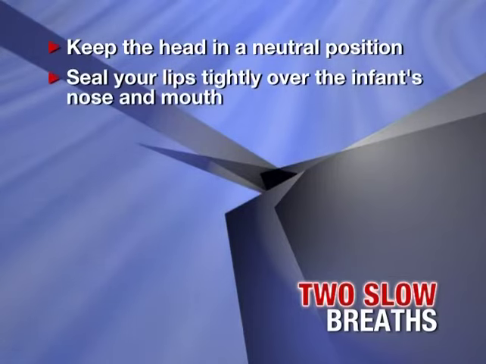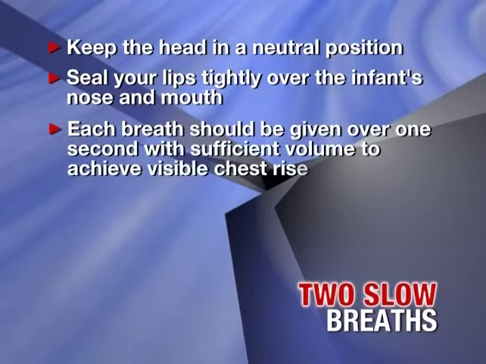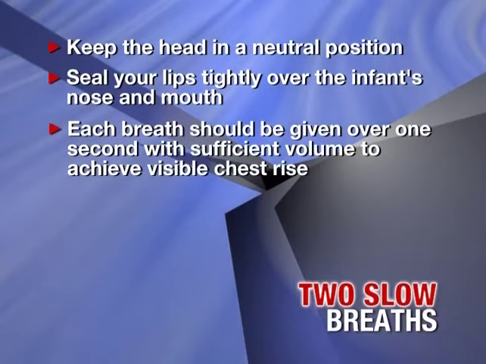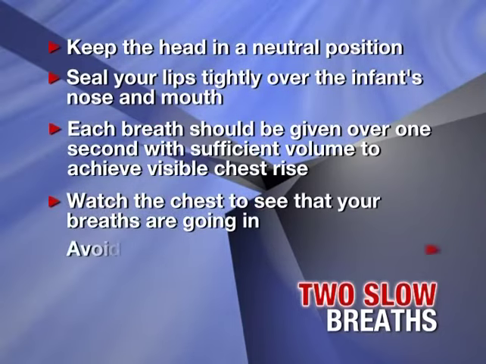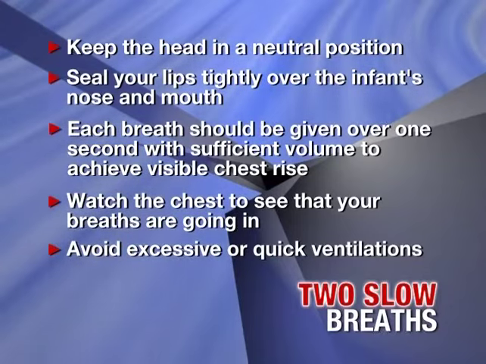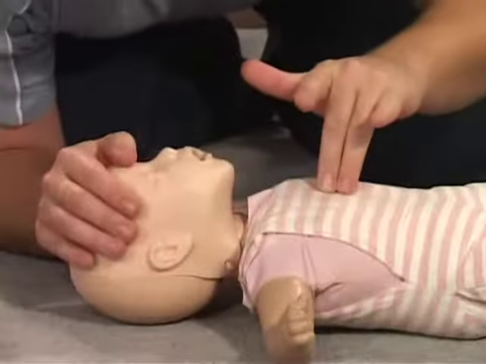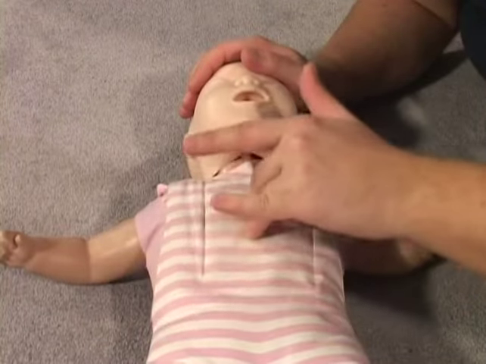Seal your lips tightly over the infant's nose and mouth. Each breath should be given over 1 second with sufficient volume to achieve visible chest rise. Watch the chest to see that your breaths are going in. Avoid excessive or quick ventilations, as this may cause the infant to vomit. Repeat cycles of 30 compressions and 2 breaths.